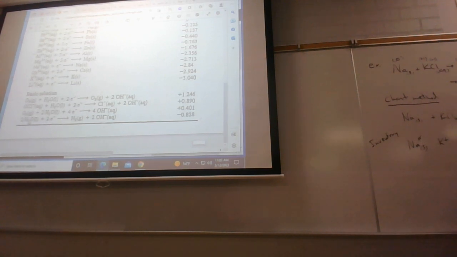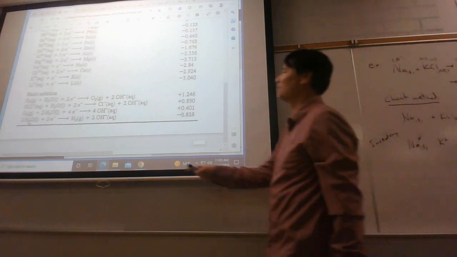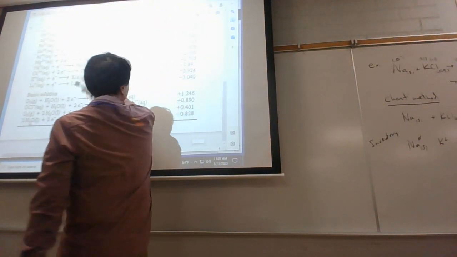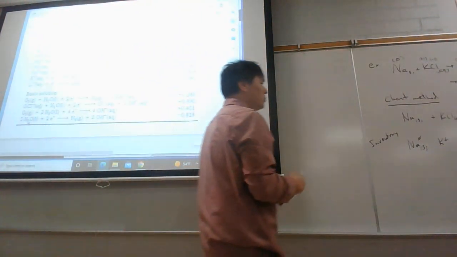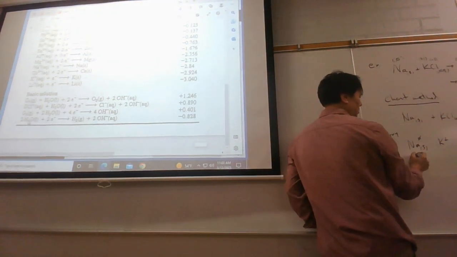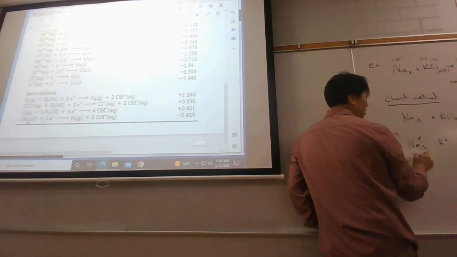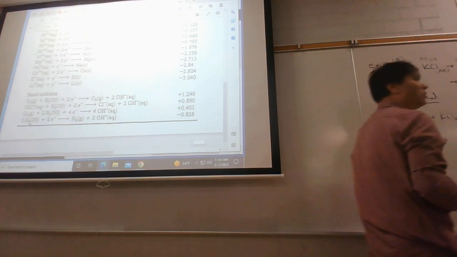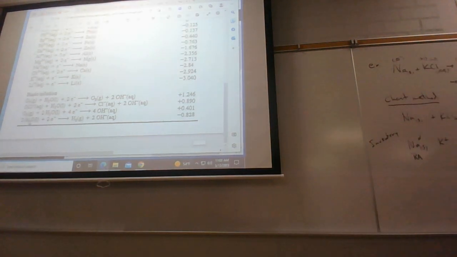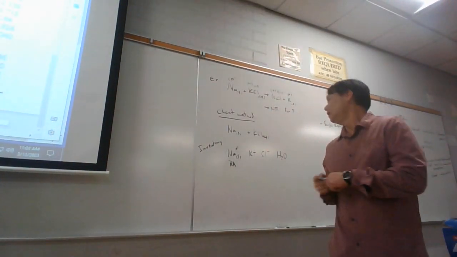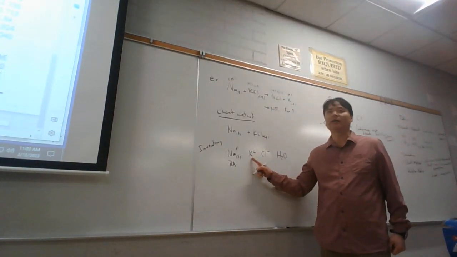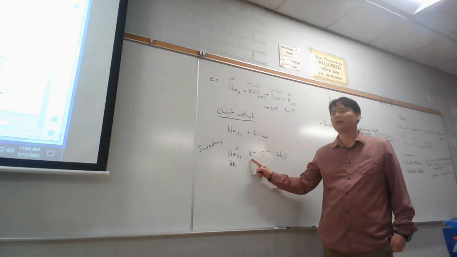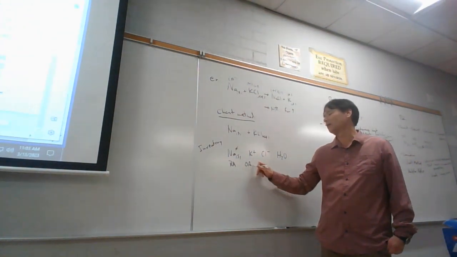It's 0. And sodium metal is on the left side or the right side? Right side. It's on the right side of the chart. And the right side we call oxidizer or reducer? Reducer. So I'm going to call this RA. You know what RA stands for? Reducing agent. Okay, potassium ion, left side or right side? Left side, so that's an OA. Chloride.